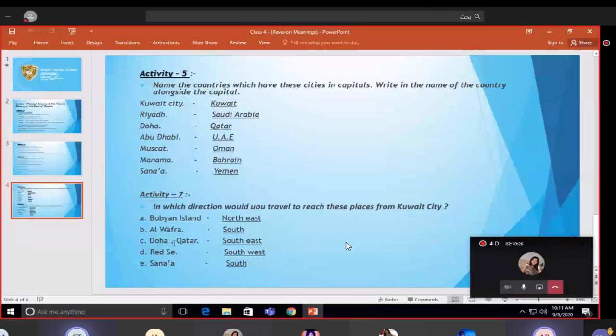So they're saying from Kuwait, in which direction should you travel to reach these places? Which places? Bubiyan Island, Al Wafra, Doha, Qatar, Red Sea, and Sana. They have given the directions from which you can reach them. Bubiyan Islands you can reach from northeast, Al Wafra from south, Doha, Qatar from southeast, Red Sea from southwest, Sana from south.